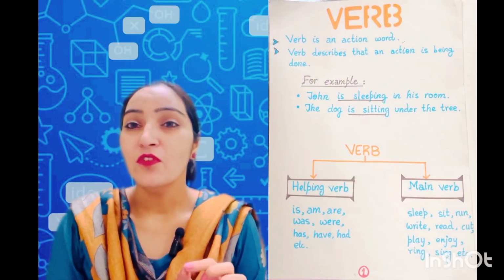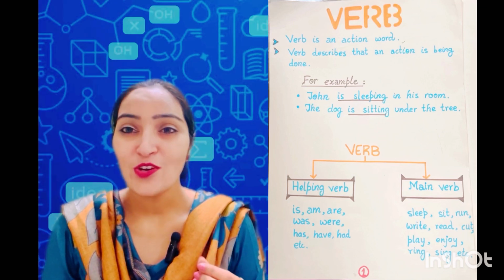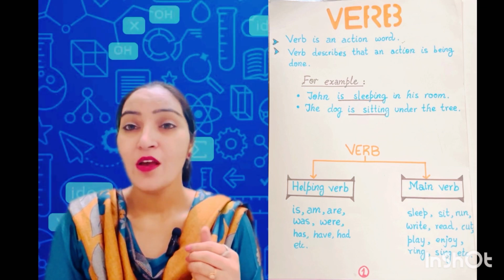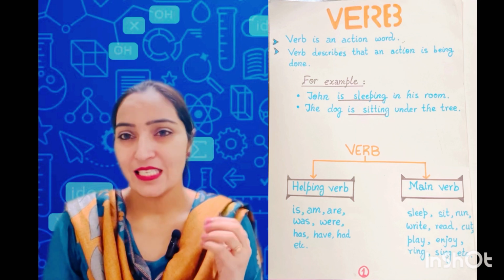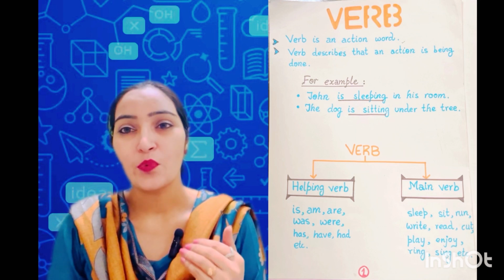Hello, guys. Today we are going to discuss a very important topic of English grammar, that is verb. A verb is an action word. It describes that an action is being done. For example, eat, play, read, cut, write.